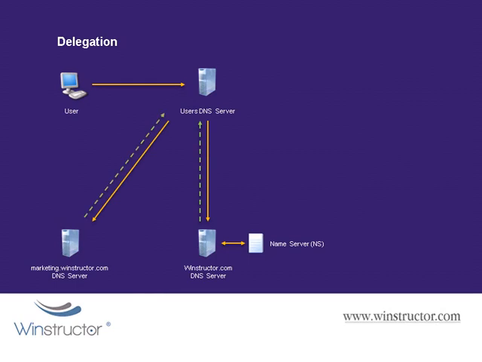The marketing.winstructor.com DNS server responds with the host IP address, and the local DNS server caches it locally and then forwards that address to the user's computer. Now the user's computer will also cache that IP address locally, and then it can contact the host that it's looking for, as it now knows the IP address of the host. And that's the process of delegation.